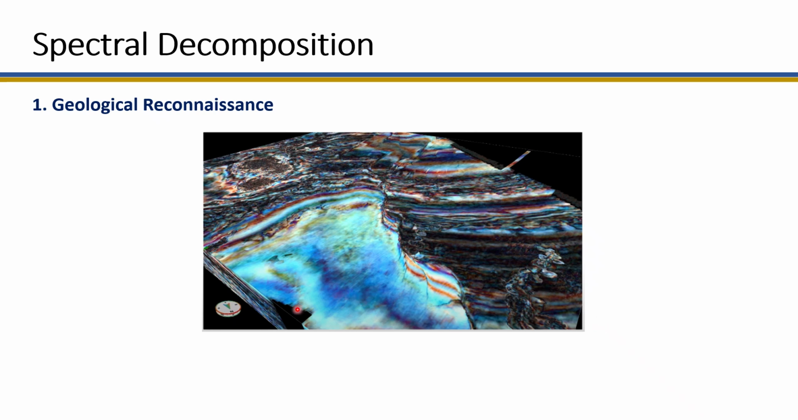So we have an RGB cube here, and we are looking at the time slice just through the middle of the cube. So this is about 1,000 square kilometers, and I'm just showing you some of the features that we can see in the data sets.